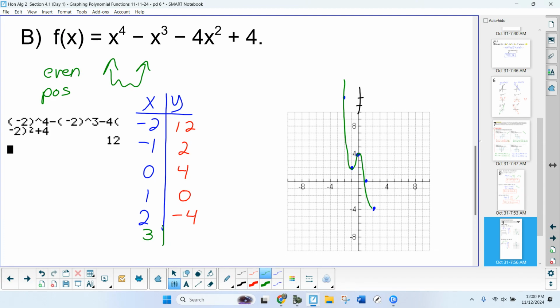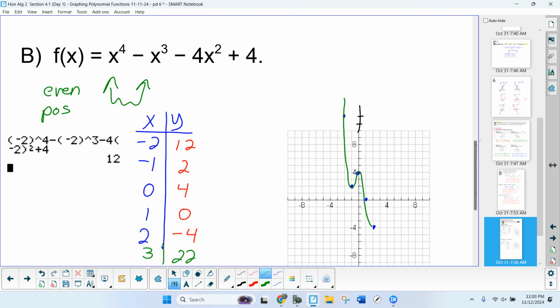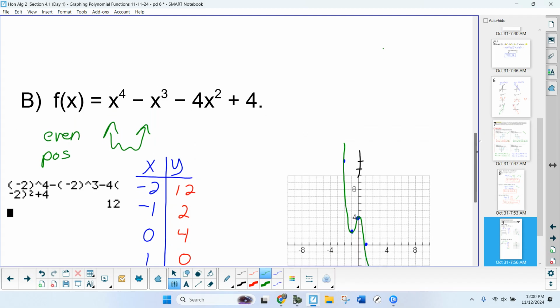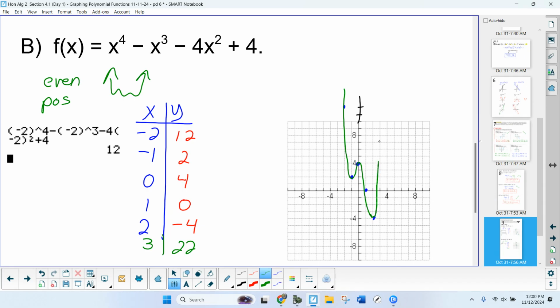So when you put in 3, you got what? So like 22 is like way up here, right? So it shoots like way up. Okay? Questions? So use the chart with your end behavior. Do not use your graphing calculator because you will not be allowed to use your graphing calculator on this part of the test. Questions?